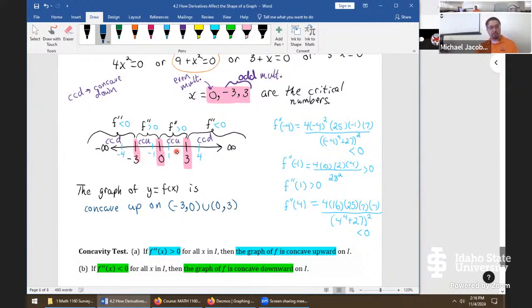It's not correct to say from -3 all the way to +3, because we have to exclude 0 in the middle. But now we can say f is concave down on -infinity up to -3. That's where it was less than 0 for the second derivative. Union from 3 off to infinity.